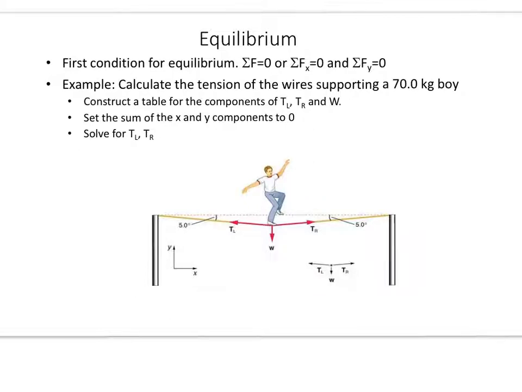Okay, so the steps in solving the problem are to construct a table that has the x and y components of TL and the x and y components of TR and the x and y components of W. Then we want to set the sum of the x and y components to zero, because that's the condition for equilibrium. If it's in equilibrium, this has got to be true. And then we solve for TL and TR.